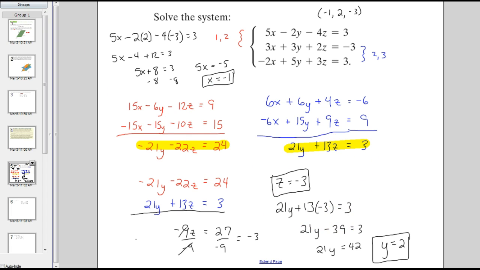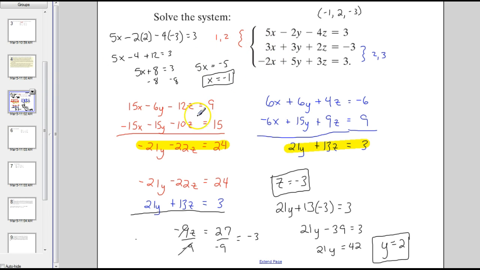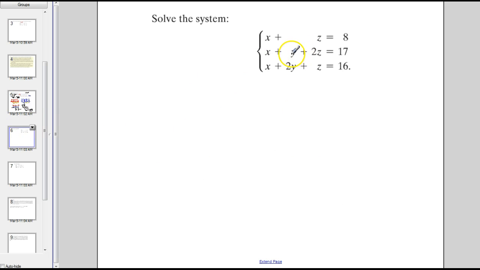Alright, what if one of the equations is missing a variable? So this has x plus z, it doesn't have a y. What would I do in that situation? Well, remember our first goal when we did all this work before, the first goal we had was to combine multiple equations and eliminate the same variable, so we get down to 2 by 2. Well, we're just a step ahead of ourselves here.